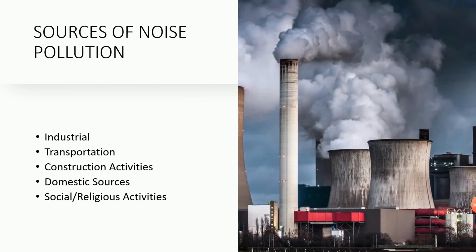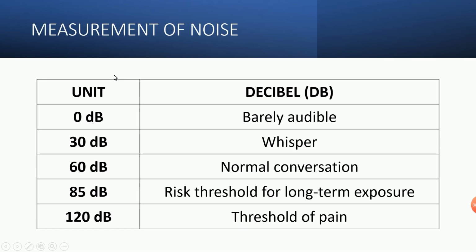So, sources of noise pollution. First is industrial. If you are near an industrial area, the continuous production sound itself would create a large amount of decibels in sound. Next, transportation and then construction activities. Fourth one is domestic sources. Lastly, social and religious activities. Just remember the Endran movie, the song Chellata Mariata and the scene. That is also a kind of noise pollution only. So these are the sources of noise pollution.